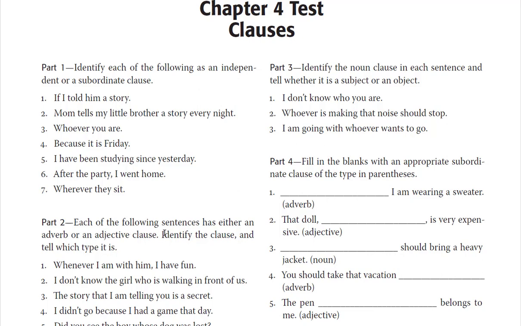So each of the following sentences has either an adverb or an adjective clause. Tell me which one it is. So identify the clause. Whenever I am with him, I have fun. And so here, "whenever I am with him" is a dependent clause, and it is an adverb clause because you're talking about when you have fun. I don't know the girl who is walking in front of us. "Who is walking in front of us" is a dependent clause, an adjective clause, because it modifies the girl.